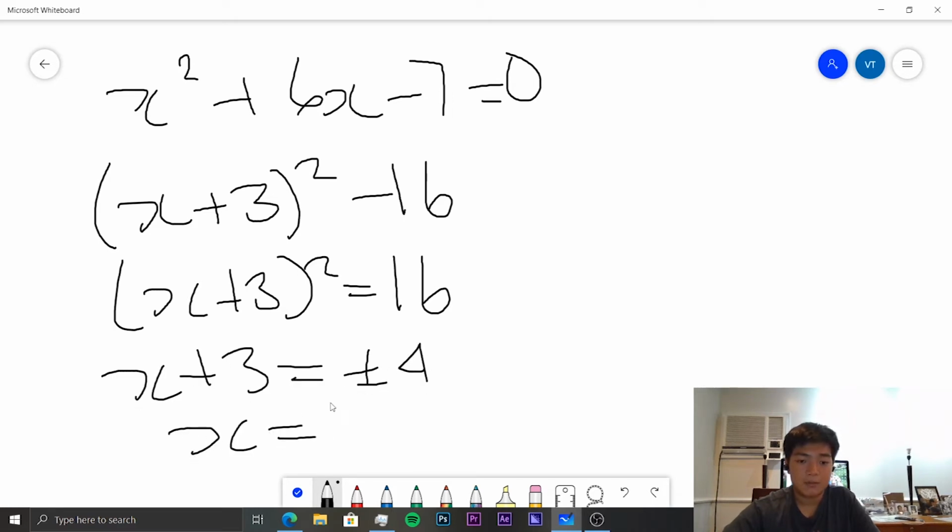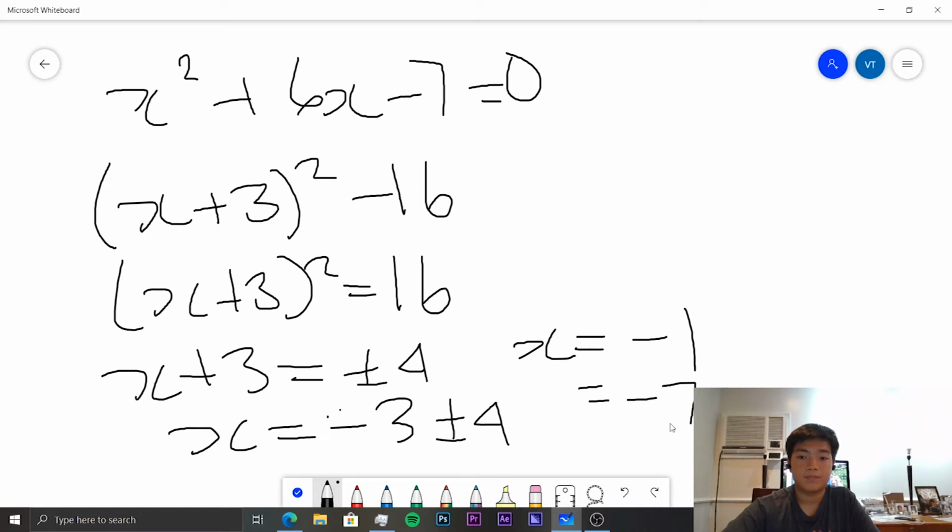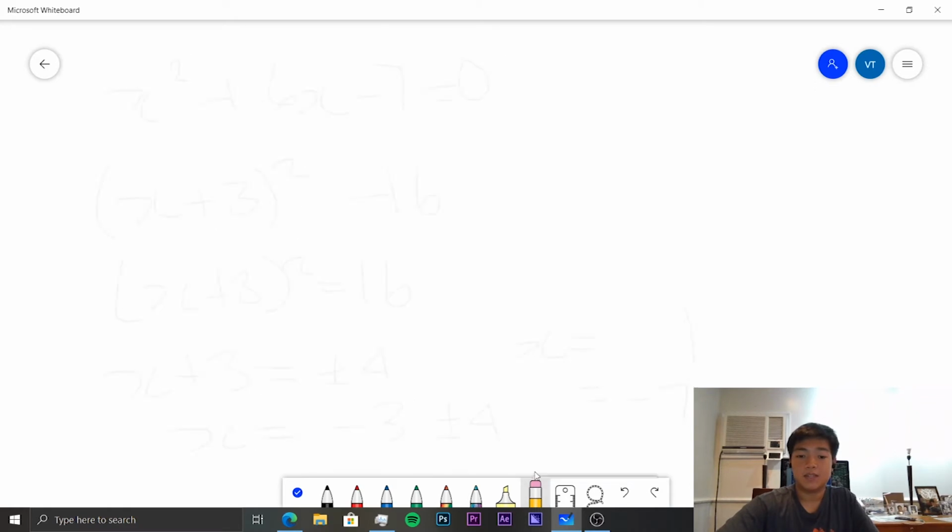So x is equal to negative 3 plus or minus 4. So x is equal to, what is this? I think that's it. Oh, sorry, not negative 1. 1 or negative 7. Yeah, okay. So moving on to the next one.